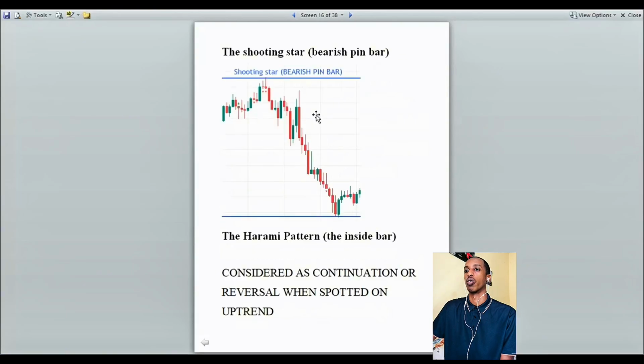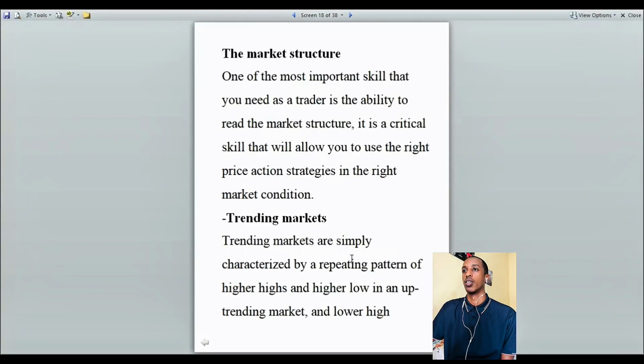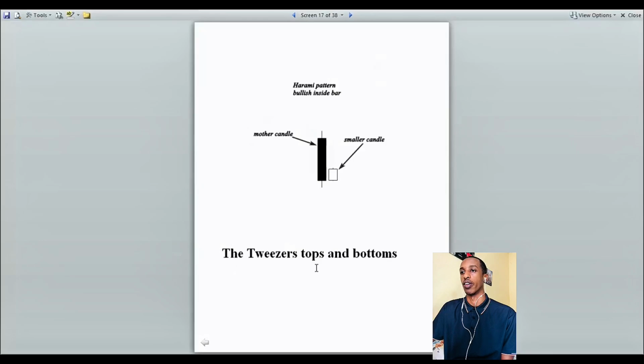So there is this one also called the harami pattern, which is considered as a continuation of the first when spotted in an uptrend. So harami pattern, there are two different haramis. There is a bullish inside bar harami, which is the mother and the child, the mother candlestick and the child. So this is the bullish inside bar. So let's talk about the tweezer top and bottom. That is one of the other candlestick patterns.